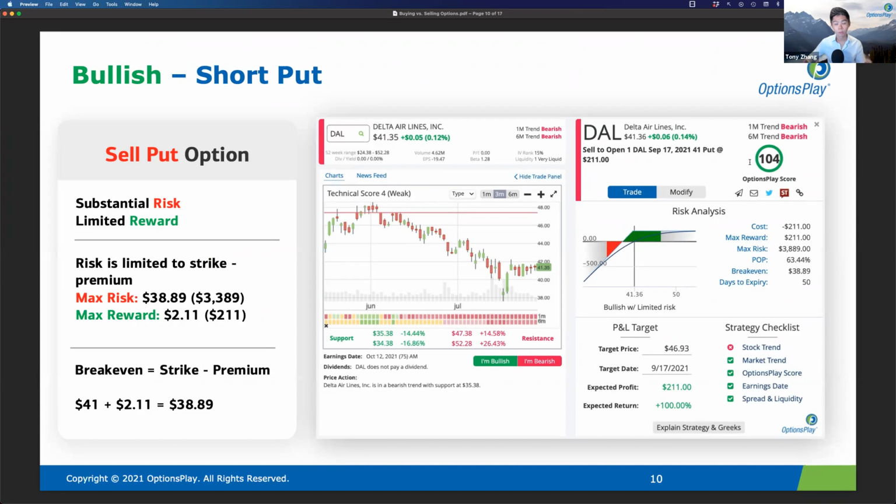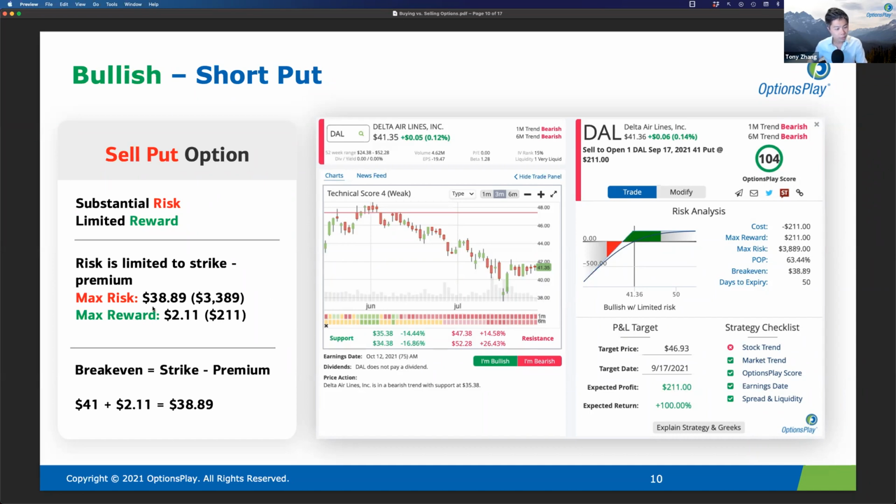And this is really one that on paper, a lot of investors, especially first-time investors, when they look at the strategy, they stay far, far away from it, because this is a strategy that has substantial risk in exchange for limited reward. What that means is that the most you can make is limited, while the most you can lose is fairly substantial. So let's look at this real quick.